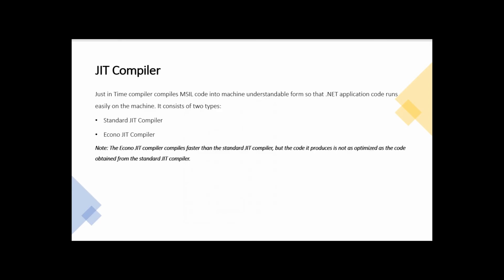So what is the JIT compiler? The just-in-time compiler compiles the MSIL code into machine understandable form so that the .NET application code runs easily on the machine. It consists of two types: the standard JIT compiler and the EconoJIT compiler. The only difference between the standard JIT and the EconoJIT compiler is the speed of compilation. The EconoJIT compiler compiles faster than the standard JIT compiler, but the code it produces is not as optimized as the code obtained from the standard JIT compiler.